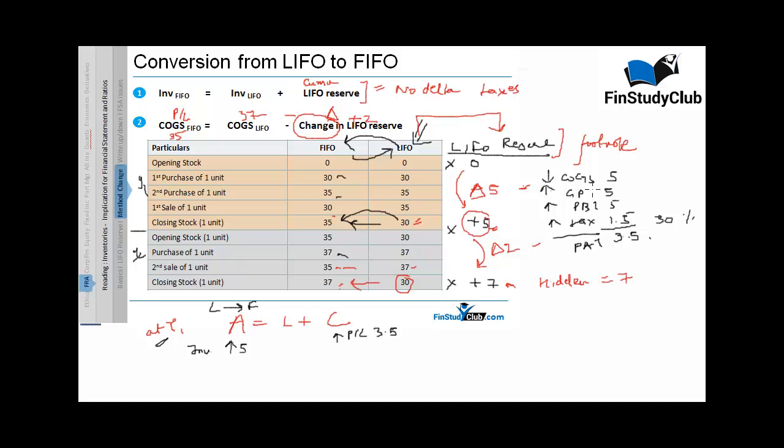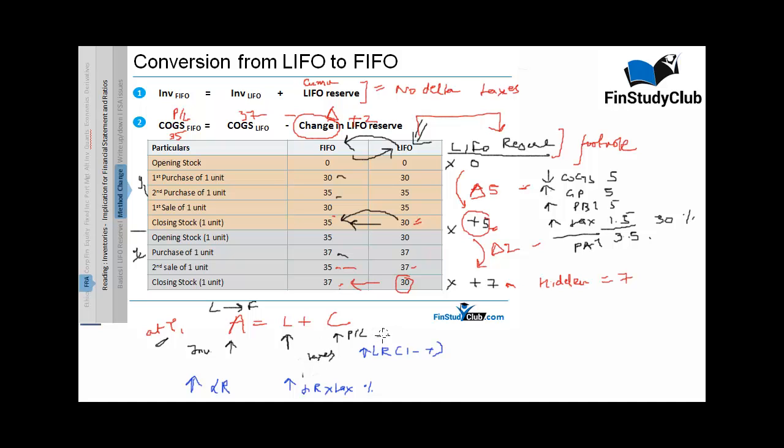I wouldn't have paid that tax because in the first year I must be following LIFO. So therefore, I need to pay that tax now. Outstanding tax is 1.5. So if I were to summarize this, I can write this as increase the inventory by LIFO reserve value, increase the taxes by LIFO reserve into tax percentage, and increase the P&L by LIFO reserve into 1 minus tax percentage. It's fairly simple to understand. I want you to draw this using the figures of second year now.